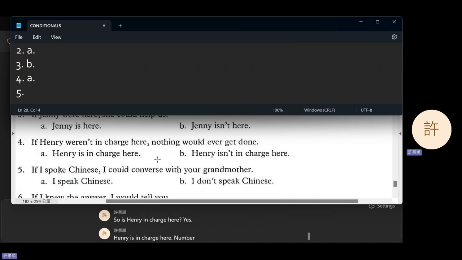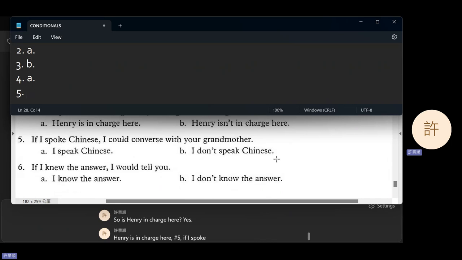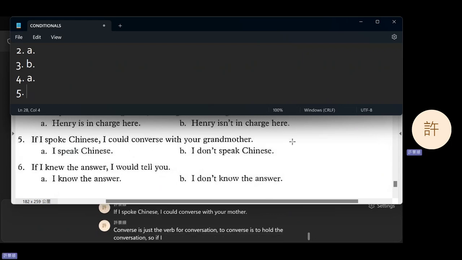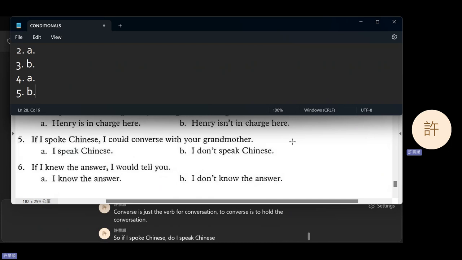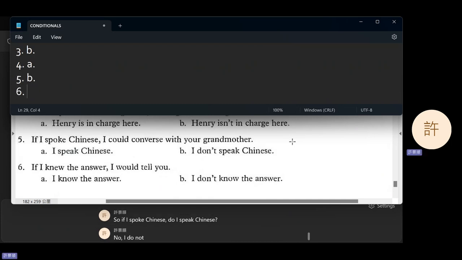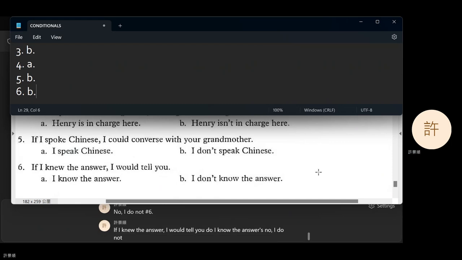Number five, if I spoke Chinese, I could converse with your mother. Converse is just the verb for conversation. To converse is to hold a conversation. So if I spoke Chinese, do I speak Chinese? No, I do not. Number six, if I knew the answer, I would tell you. Do I know the answer? No, I do not. Okay, questions? That was pretty fast. If I'm going too fast, please tell me.